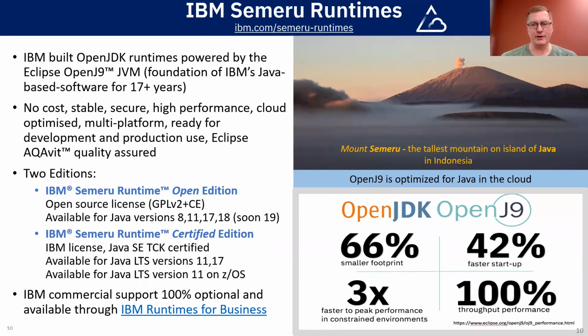The right-hand side points at some of the performance figures, but we're going to go into more detail on the technology and the capabilities, rather than focusing on these numbers. Much smaller footprint, much faster startup, faster time to ramp up in very constrained environments, etc., are the reasons why we call OpenJ9 an optimized for cloud runtime.